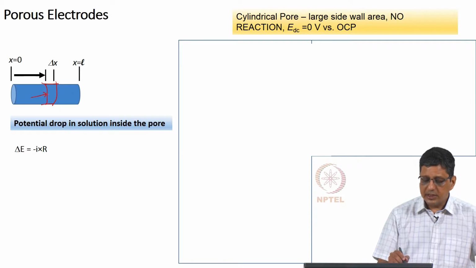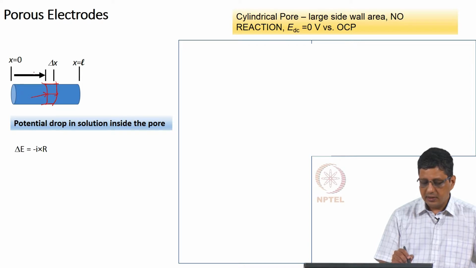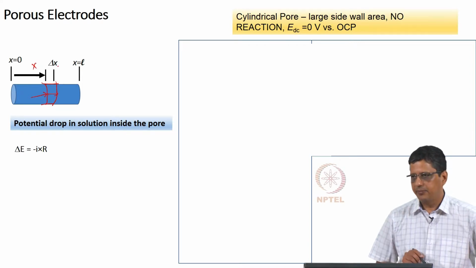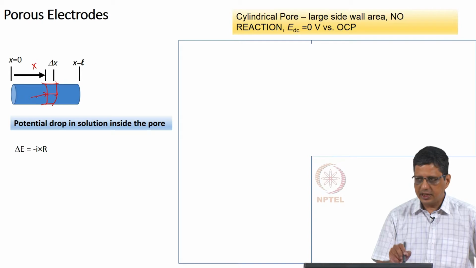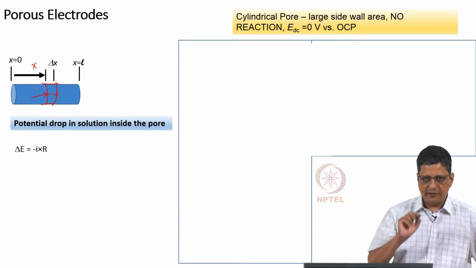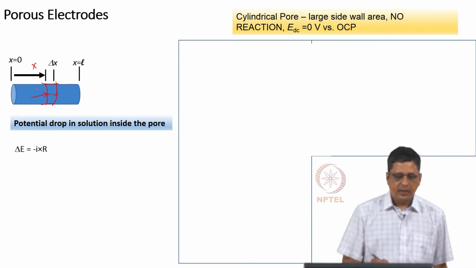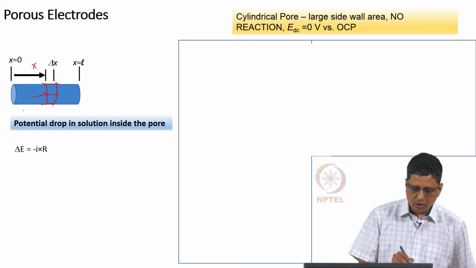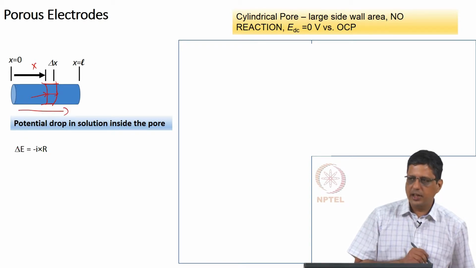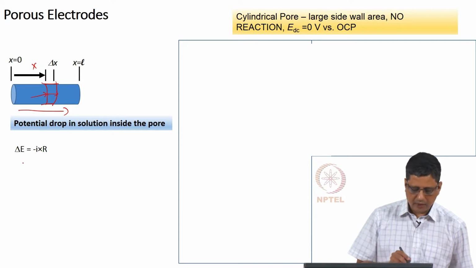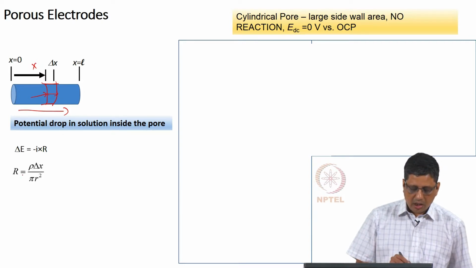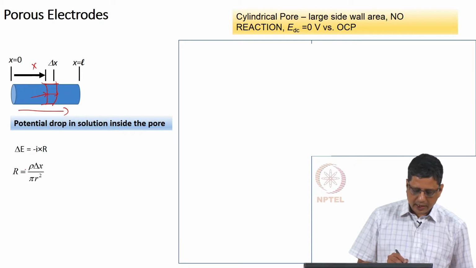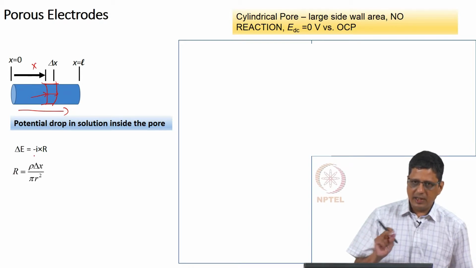So, what we want to do is take a small section here. Potential will decrease when we move from location x to x plus del x. We take any small section here, we are looking at a cylindrical surface, and that is going to be I into R, because when we go here potential is decreasing, we are going to write it as I into R with a negative sign. R is given by conductivity multiplied by the length divided by the area.